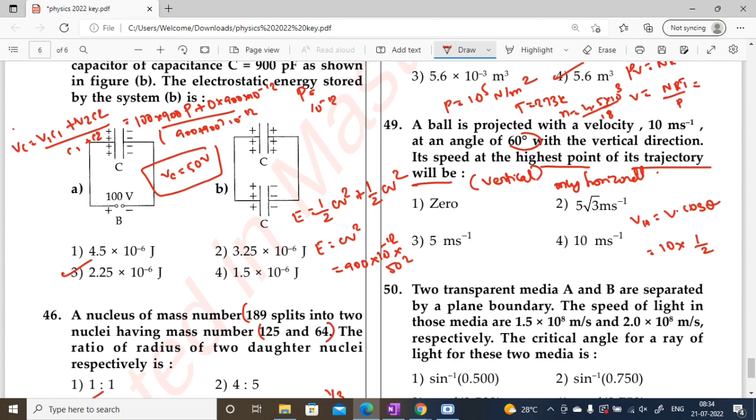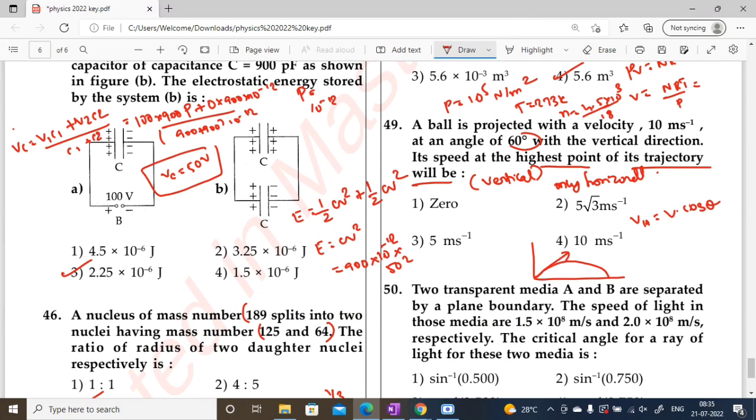Sorry, I made a mistake here, so let me figure out the ideology. Let me draw the projectile. If this is a projectile, it is projected with an angle of 60, right?